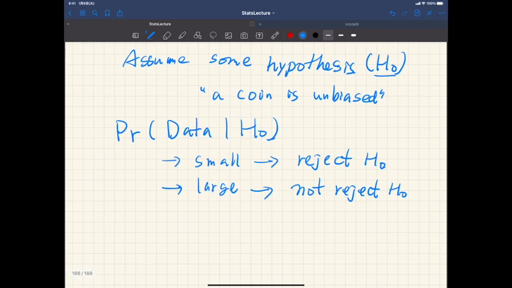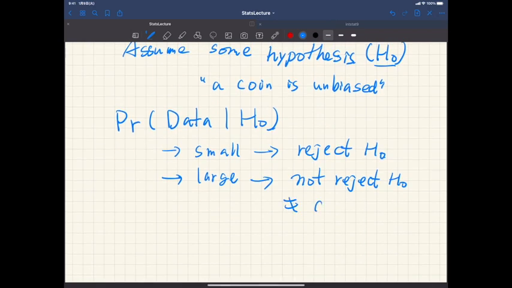So not rejecting is not equal to accepting. Why is that? Because there can be another hypothesis that can give an even larger probability, right? In that case, that alternative hypothesis is more likely to be correct than our current hypothesis. Therefore, not rejecting does not mean accepting.